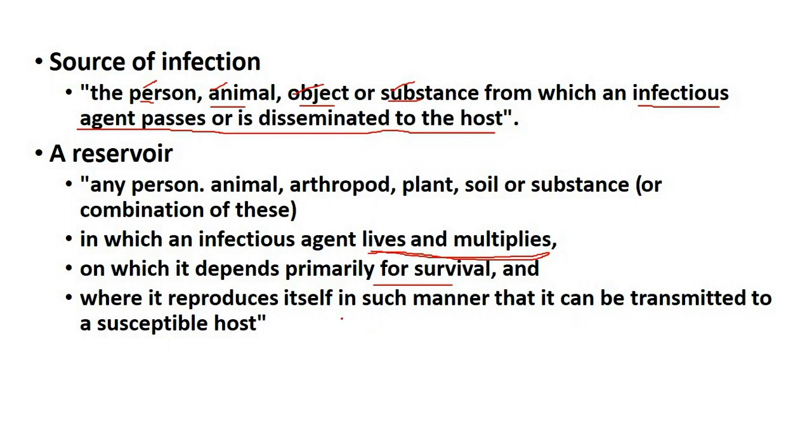So it will wait for a time to reach a susceptible host to cause the disease and complete the life cycle. That animal or person or arthropod or plant or soil or substance will be called a reservoir. A reservoir is any person, animal, arthropod, plant, soil or substance wherein the infectious agent lives and multiplies, on which it depends primarily for survival, and where it reproduces itself in such a manner that it can be transmitted to a susceptible host.